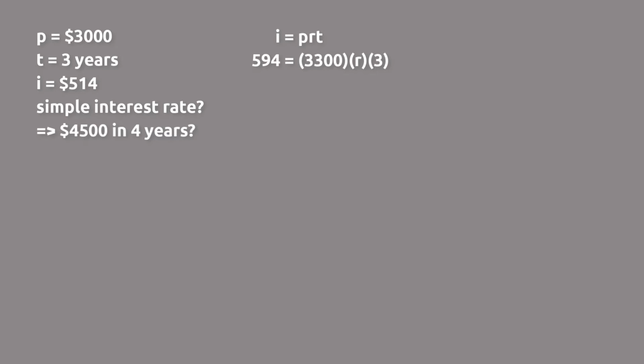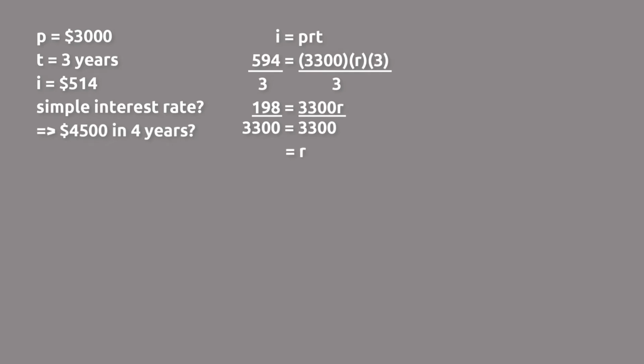But we should recognize that 594, 9 plus 4 is 13, plus 5 is 18. That's a multiple of 3, so it's divisible by 3. So let's go ahead and simplify things first by dividing both sides by 3. That gives us 594 divided by 3, that'd be 198. And then on the right-hand side, we still have 3,300 R. So we divide both sides by 3,300, and that leaves us with the interest rate on the right-hand side.